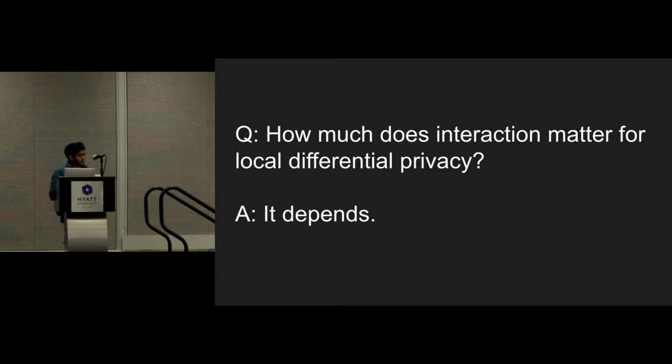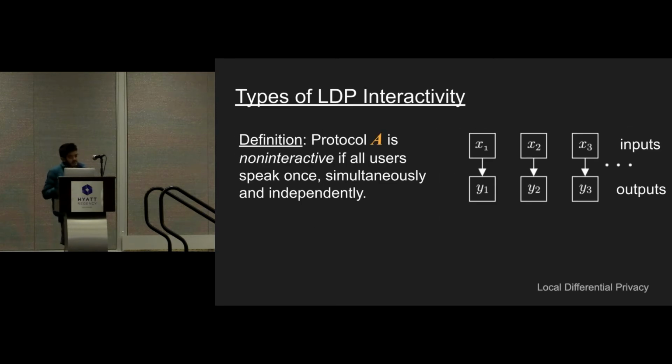So let's remember the main point of this talk, which is how much does interaction actually matter in this model. If we want to talk about interaction, we should define the types of interaction there are. The simplest type is non-interaction. In a non-interactive protocol, all the users are going to speak once, simultaneously and independently. So there's just one round of interaction. No one talks to anyone. There's just one round of output.